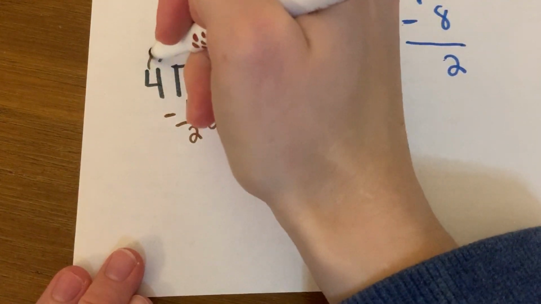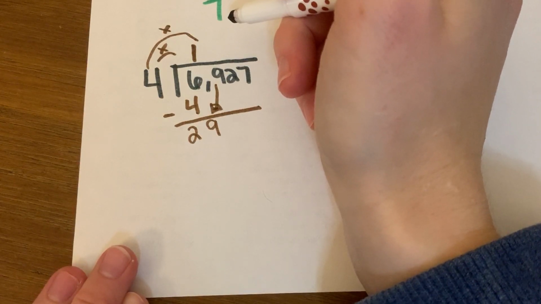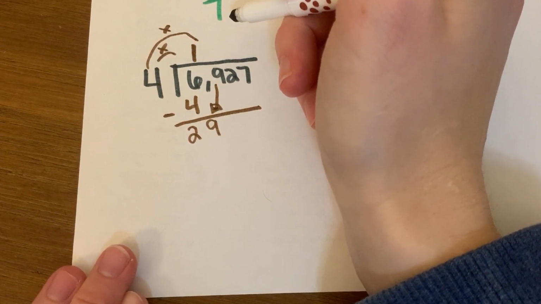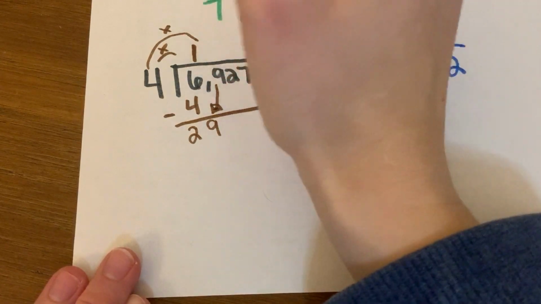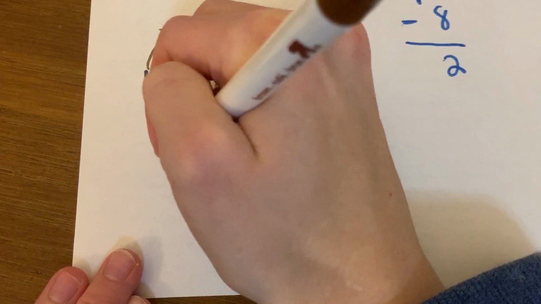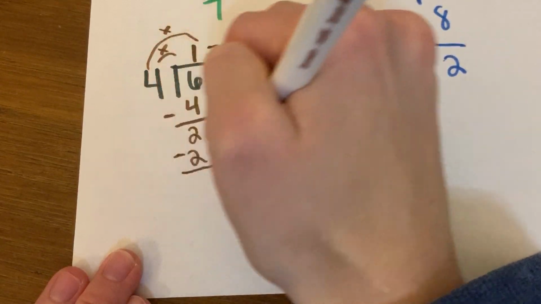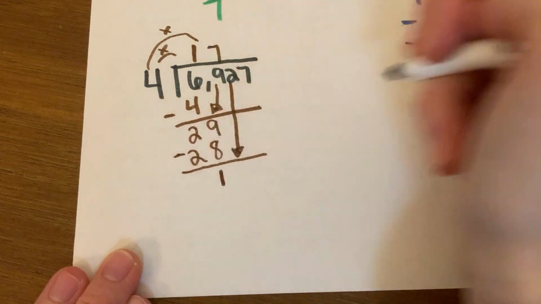Okay, 4 times what gives me 29? Well, I know 4 times 5 is 20. 4 times 6 is 24. 4 times 7 is 28. Okay, looks like that's going to get as close as I can. Okay, 28. 1, bring down the 2 now.